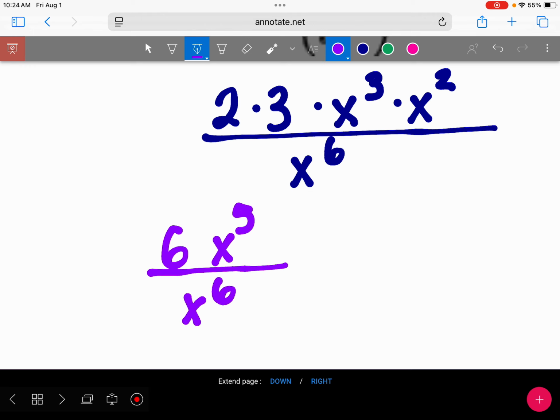Can I simplify this more? Yep. What are we going to get when we simplify? 6 over x. Because the 5 x's on the top cancel out 5 of the x's in the bottom, and we are simplified. Woohoo!